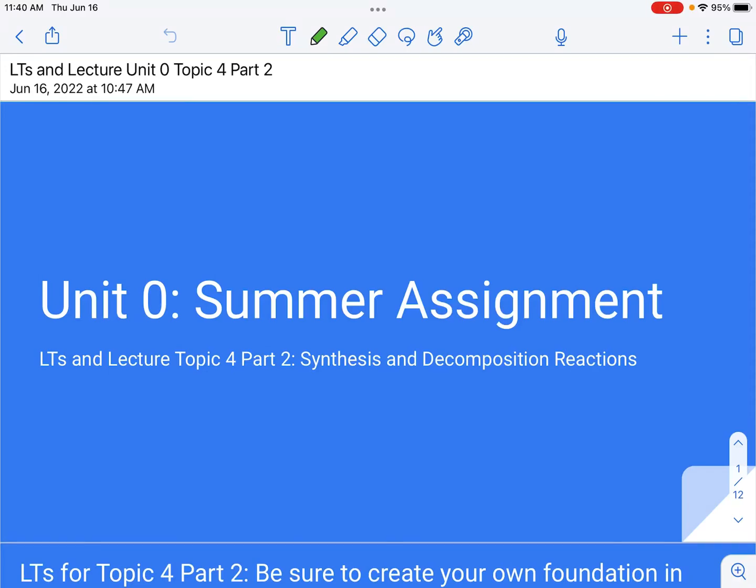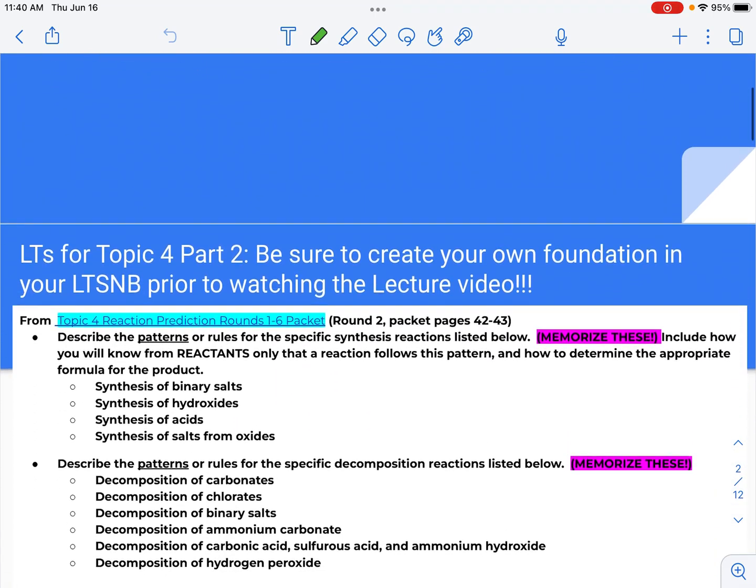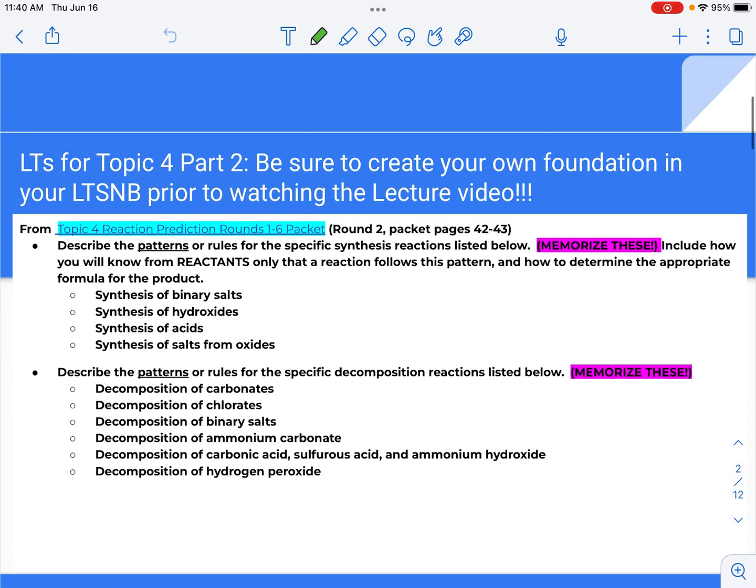Welcome to the lecture for topic 4 of your summer assignment, part 2. This is all about specific synthesis and decomposition reactions. And depending on your foundation from first year chemistry, most of this might be review. But for some of you, this will be brand new. So you'll have to really focus on how to memorize and how to recognize the patterns so that you can remember what the products will be.